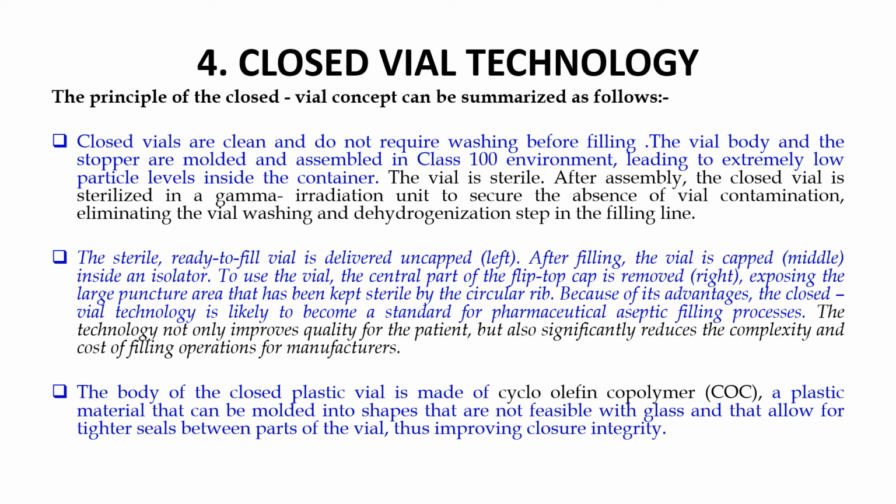Once the vials are closed, they are sterilized in a gamma irradiation unit to secure the absence of vial contamination, eliminating various processes like vial washing and depyrogenation steps in the filling line. So it is basically a more aseptic process of working, a very sterile process whereby you just put down the container, add your formulation, and pack it by gamma irradiation immediately. The body of the closed plastic vial is made up of cycloolefin copolymer (COC), a plastic material that can be molded into shapes that are not feasible with glass.